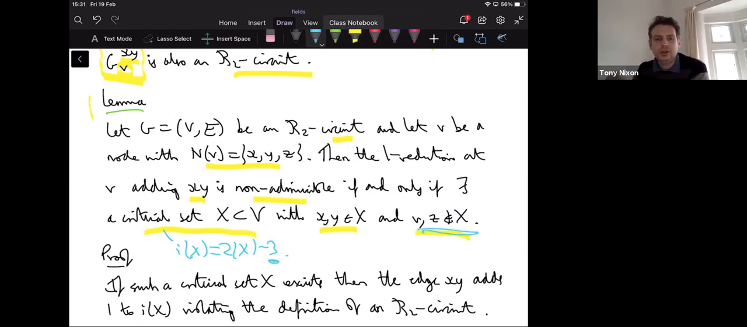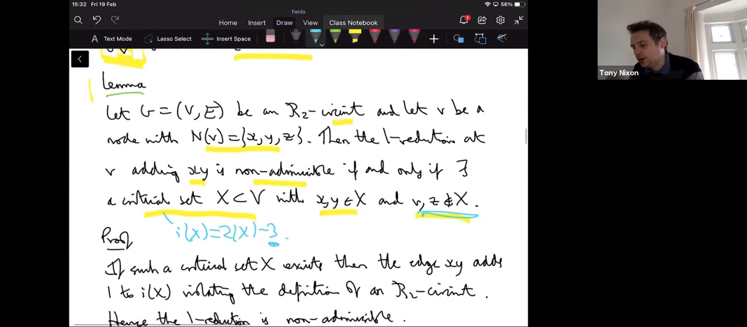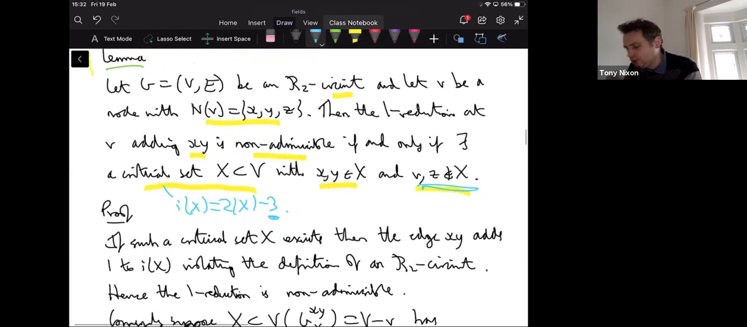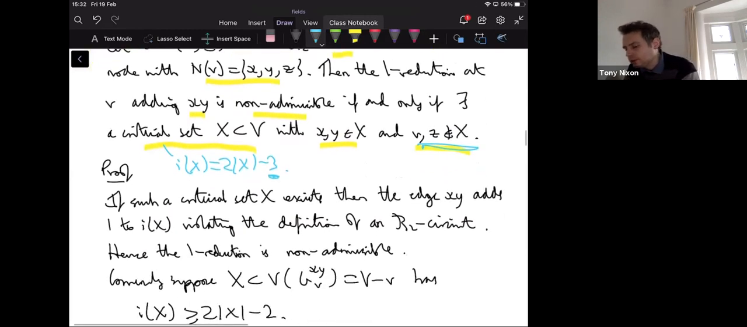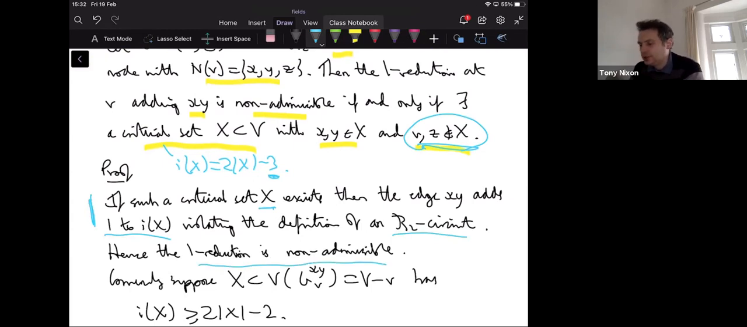So one direction is kind of obvious, and the other direction isn't hard either, but let's just run through it anyway. So this is the easy direction. If such a critical set exists, then the edge XY adds 1 to my count for I of X, which, because V and Z are not in X, violates the definition of the circuit, okay? Which would tell you the one reduction is non-admissible, so that's proved one direction.